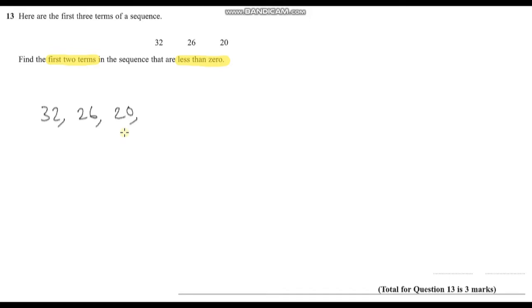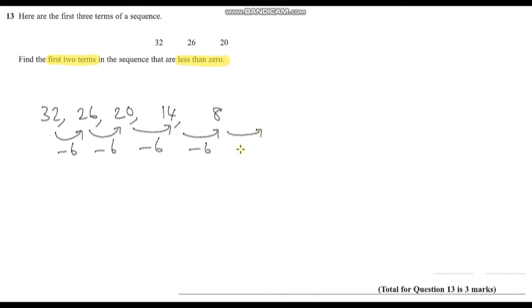So what's happening with this sequence? Well, to go from 32 to 26, we're subtracting 6. To go from 26 to 20, we're subtracting 6. So the pattern for this sequence is to take away 6 each time. So if we take away 6 again, we get 14. We do the same. Take away 6, we get 8.